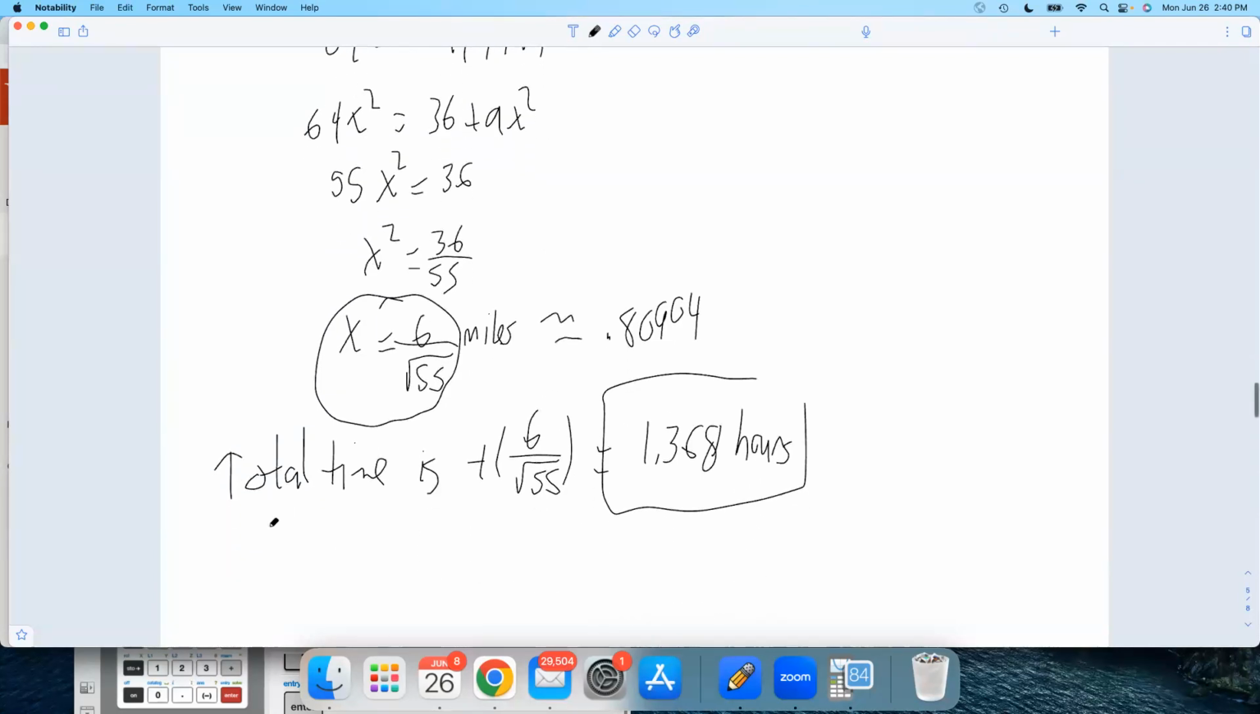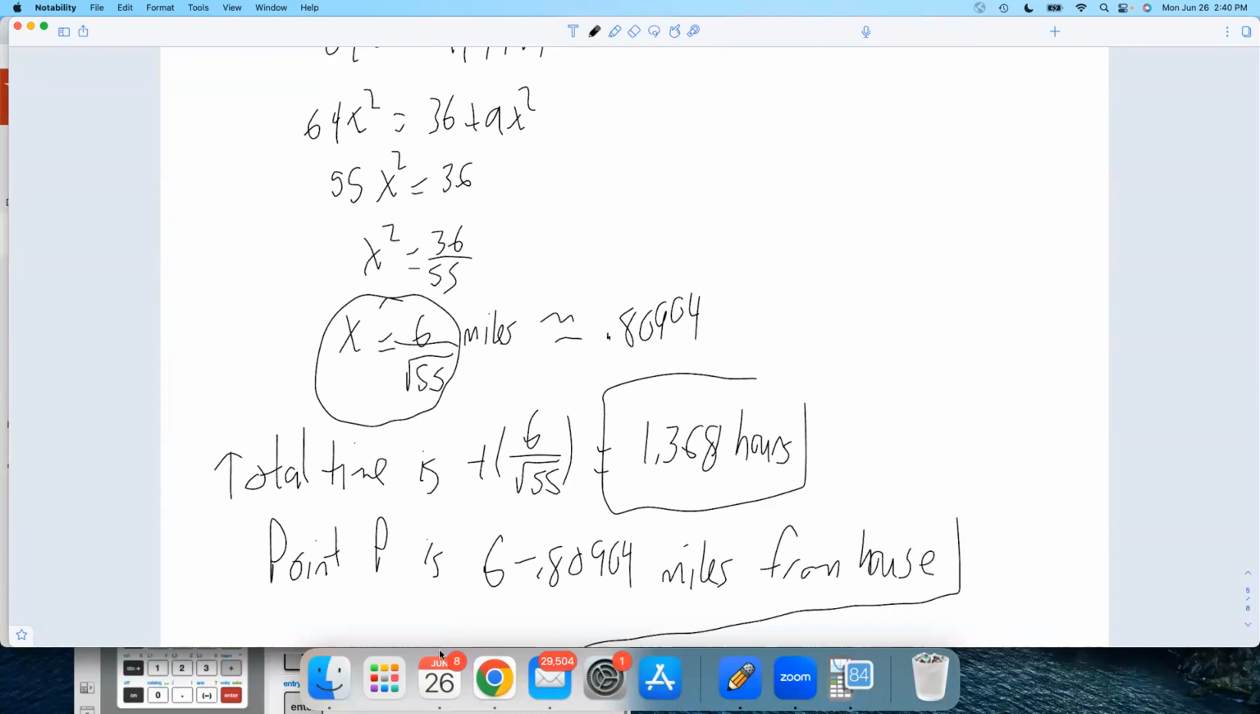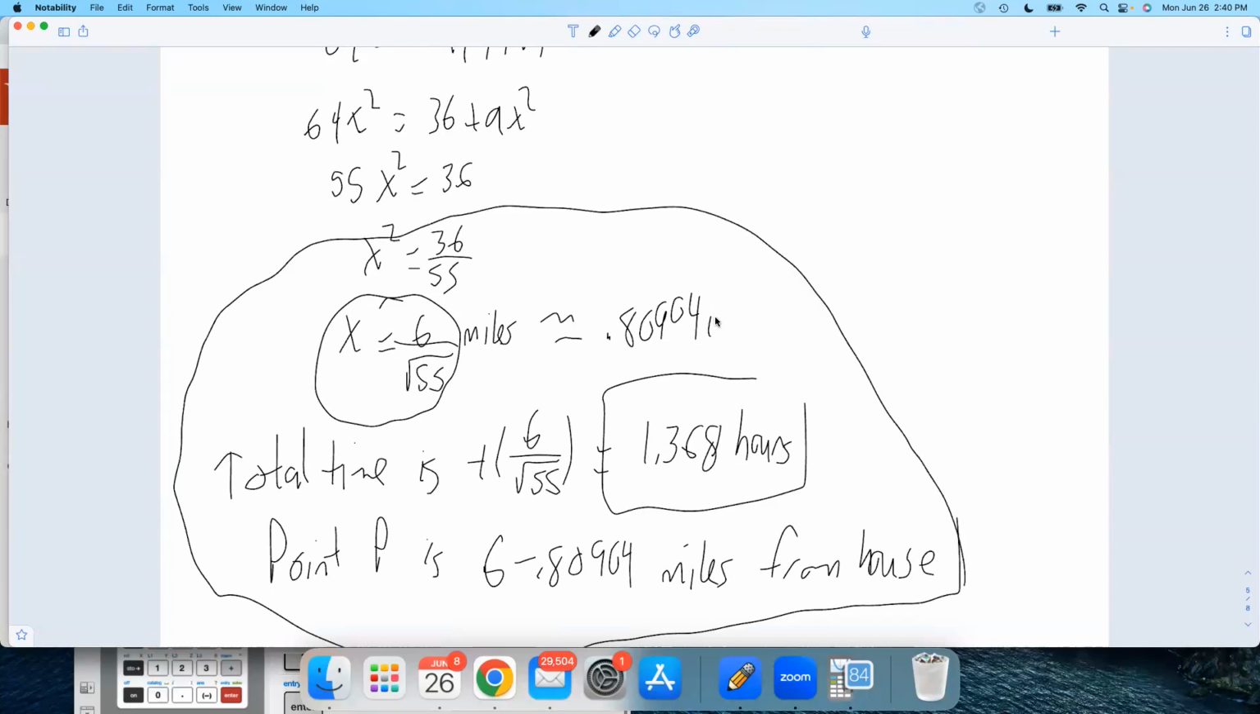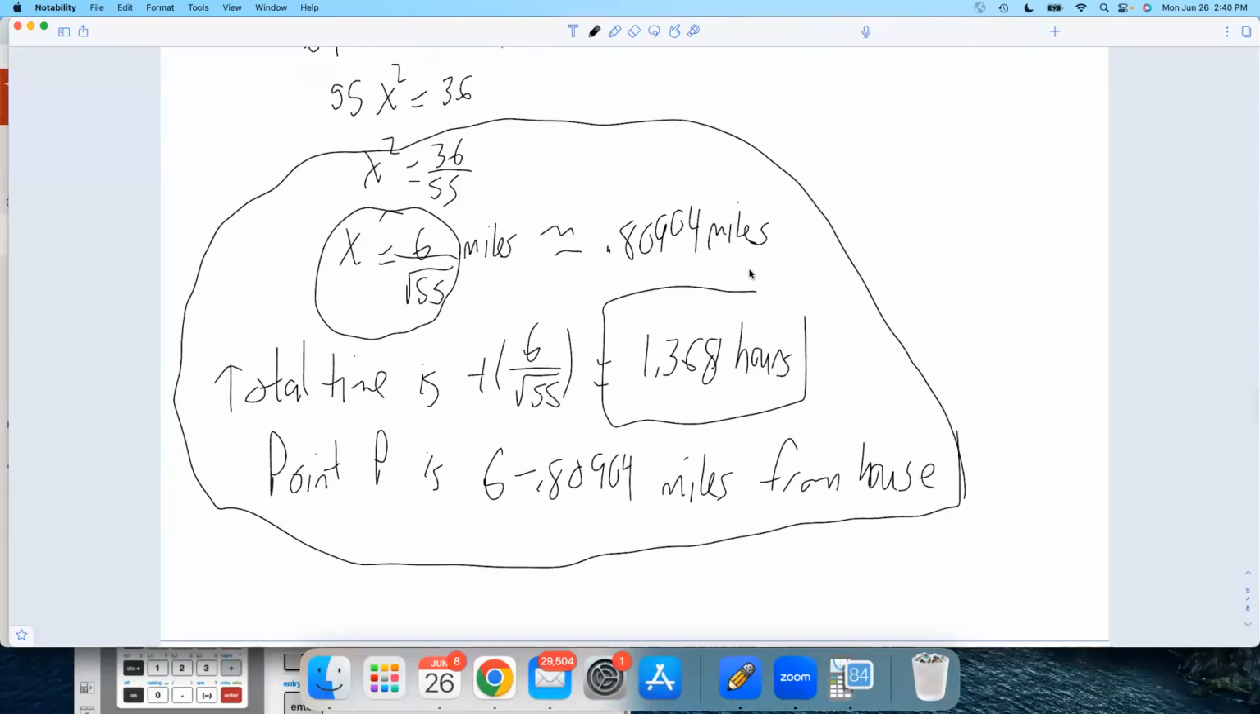And then the point P is 6 minus that, whatever that is, miles from the house. And then I would want to circle all of this. This is in miles. Okay, really good example. I like this problem a lot. Hint, hint.